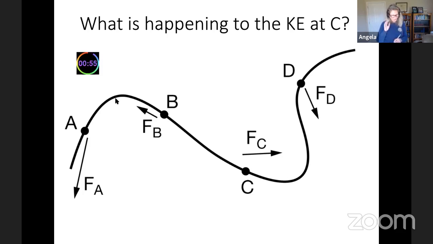Okay. If you look at the force at position C, there is a component of the force tangent to the path. So that means that it's going to do positive work, which means the kinetic energy should be increasing.